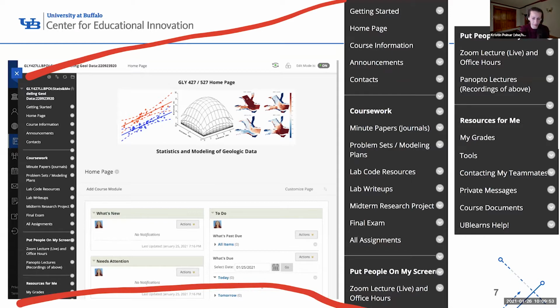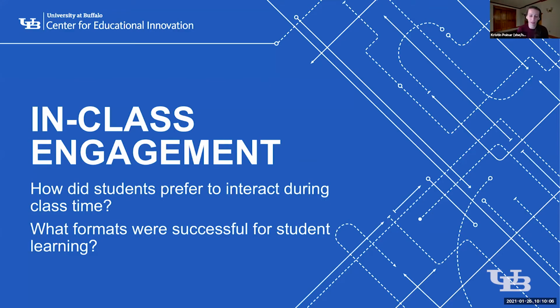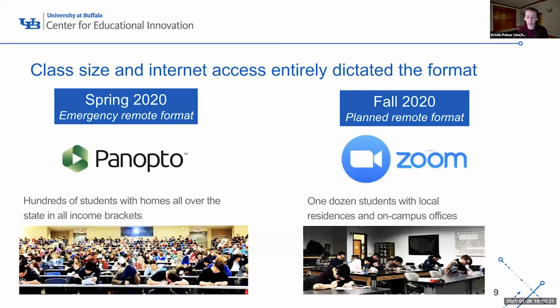And they liked this. About a third of my students were new to UB this semester. So this ameliorated the learning curve for them at least a little bit. So next, in-class engagement. And again, I'm motivated to think about what students wanted their experience to look like, and the independent dimension of what actually helped their learning, as well as what was feasible in 2020. So the delivery of content during our meeting time was entirely dictated by logistics, the class size, and the quality of internet access that the student body had.